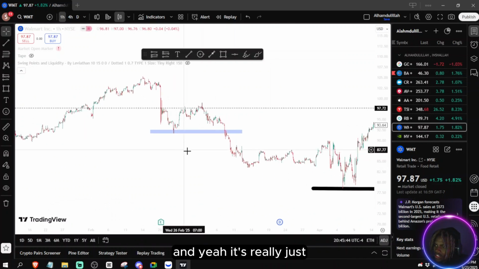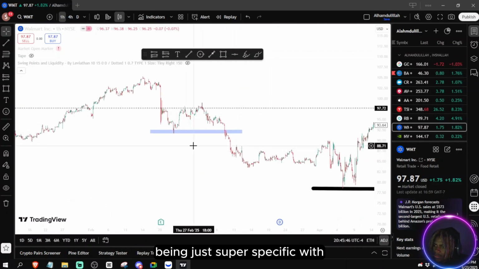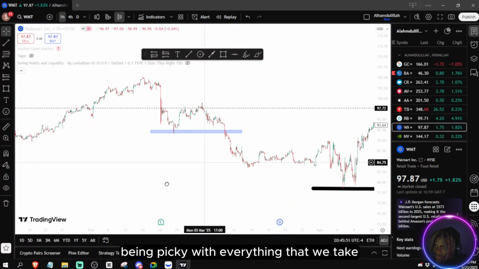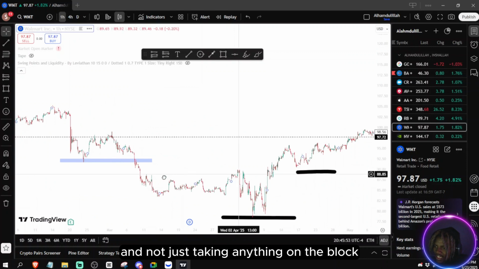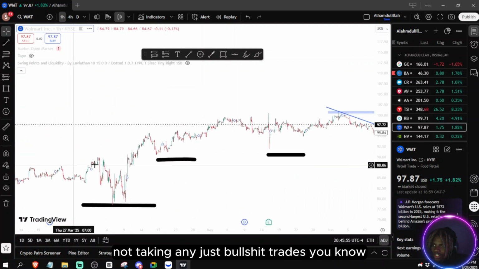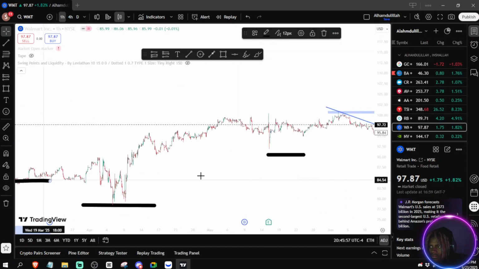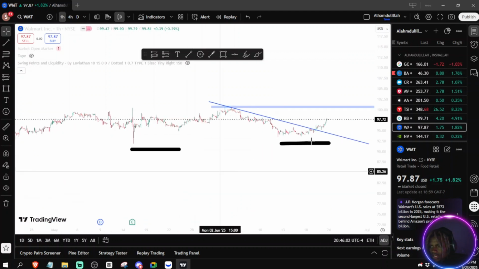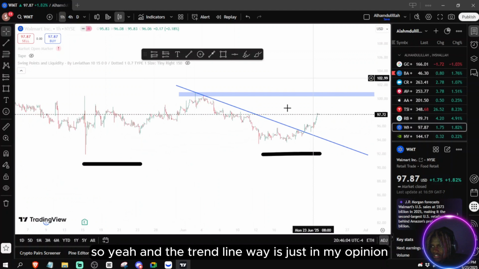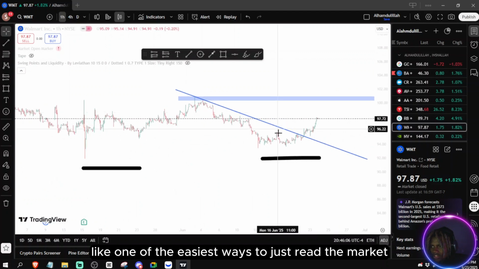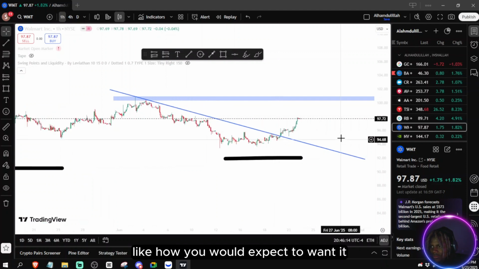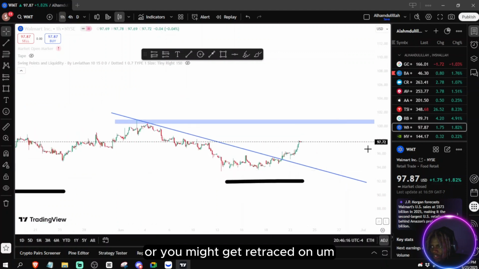And yeah, it's really just being just super specific with the market, just being picky with our trades, being picky with everything that we take, and not just taking anything on the block, not taking any just bullshit trades, you know? So yeah, and the trend line way is just, in my opinion, like one of the easiest ways to just read the market just like that. Because sometimes you just won't get clean, perfect break and retest like how you would expect to want it, or you might get retraced on.